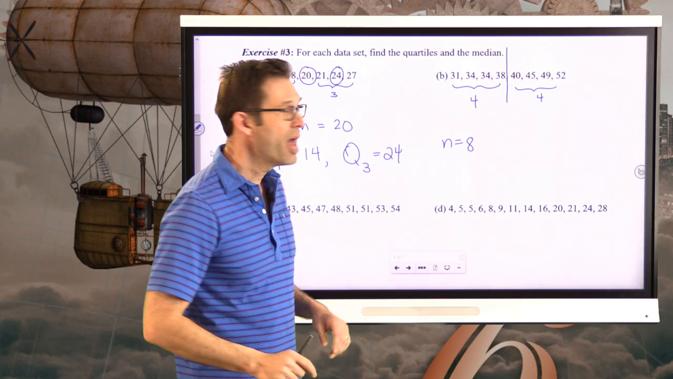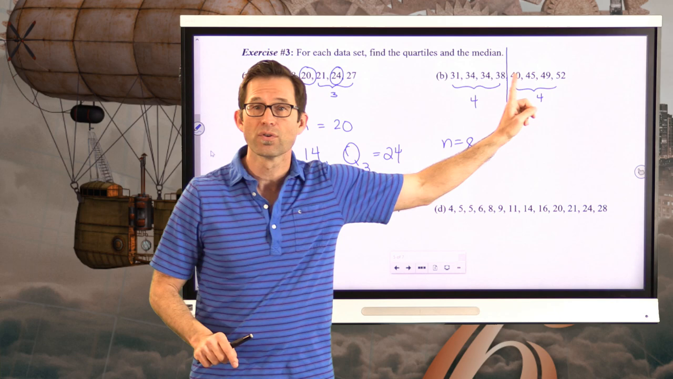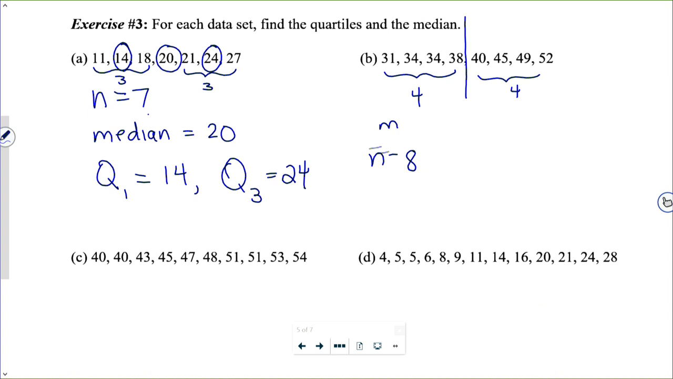The median is going to be the average of the 38 and the 40. Simple enough. So let me move this n equals 8 somewhere. Oh, wow, now you're not going to all stay together. One little symbol at a time. Hopefully I get the whole 8. There we go.